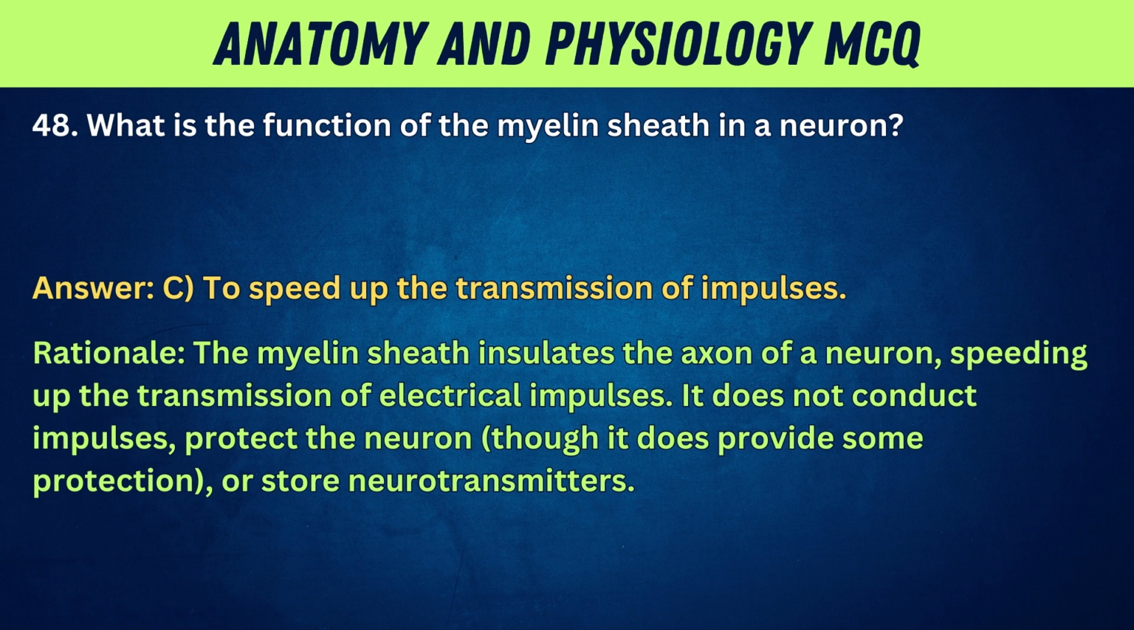To speed up the transmission of impulses. Rationale: the myelin sheath insulates the axon of a neuron, speeding up the transmission of electrical impulses. It does not conduct impulses, protect the neuron, though it does provide some protection, or store neurotransmitters.